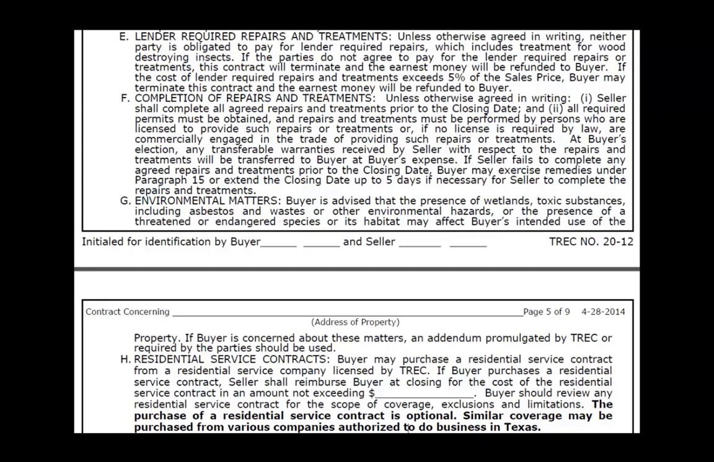If there are warranties involved with the work that need to be transferred, then the buyer can transfer those warranties from the seller to the buyer at the buyer's expense. And if the repairs aren't done, then the seller's going to be in default of the contract. They're breaking their agreement. The buyer can either exercise their remedies in paragraph 15, which is the default paragraph, we'll get to that in a second, or they can extend the contract 5 days and allow a little extra time to complete the repairs.